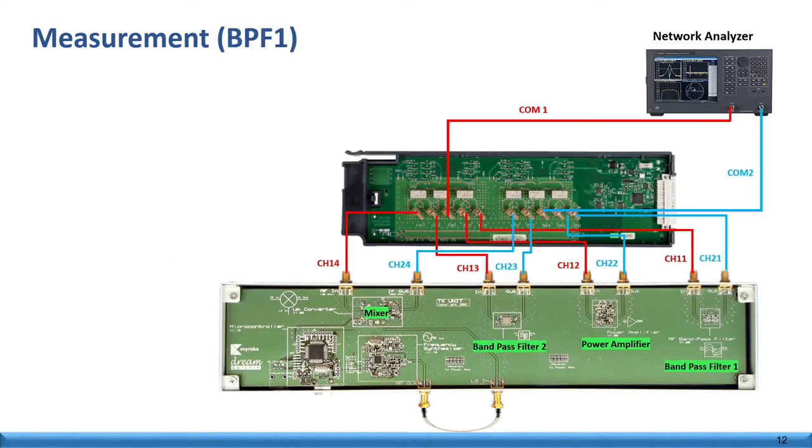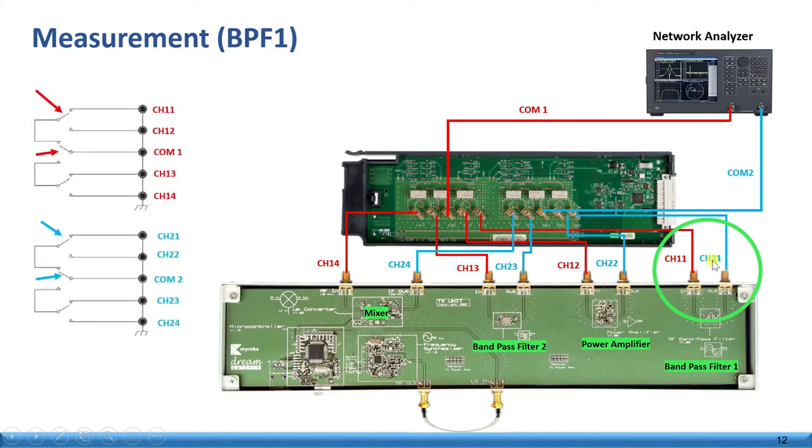Okay, so once we've done the setting, then I will show you how it's going to activate. So let's say we want to test bandpass filter 1. So here we will activate COM 1 channel 1 and COM 2 channel 1. So this is how it works. We activate this, and the COM 1 will toggle the switch to here and toggle to here, then it's active for COM 1 channel 1. So it's the same, go to COM 2. Okay, so active here and go to here, then it's active for channel 1 for COM 2.